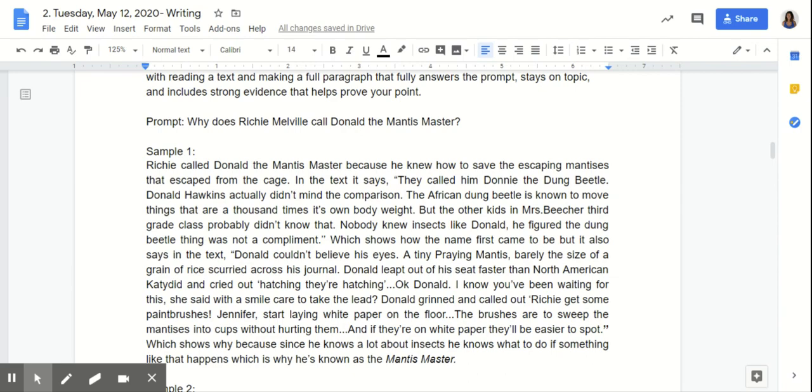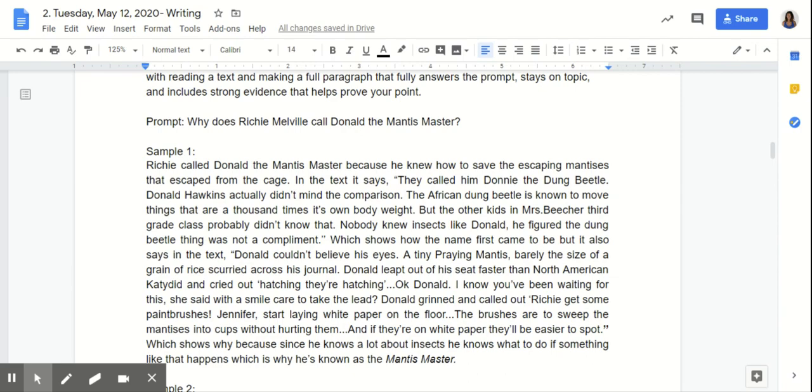Donald couldn't believe his eyes. A tiny praying mantis, barely the size of a grain of rice, scurried across his journal. Donald leaped out of his seat faster than North American Katie did and cried out, hatching, they're hatching. Okay, Donald, I know you've been waiting for this, she said with a smile. Care to take the lead? Donald grinned and called out, Richie, get some paintbrushes. Jennifer, start laying white paper on the floor. The brushes are to sweep the mantises into cups without hurting them. If they're on white paper, they'll be easier to spot.